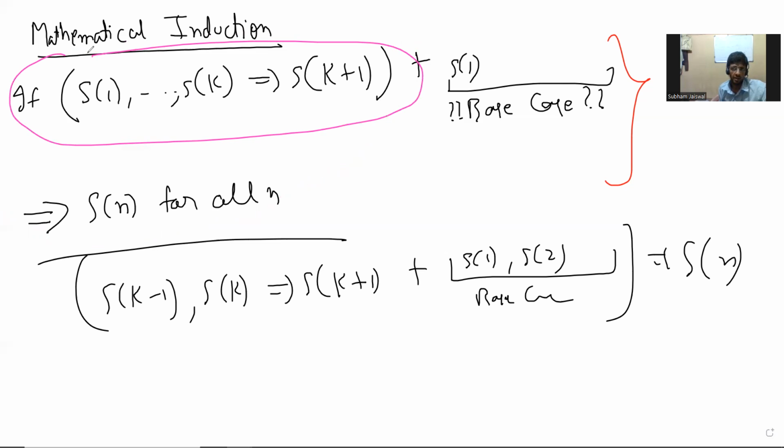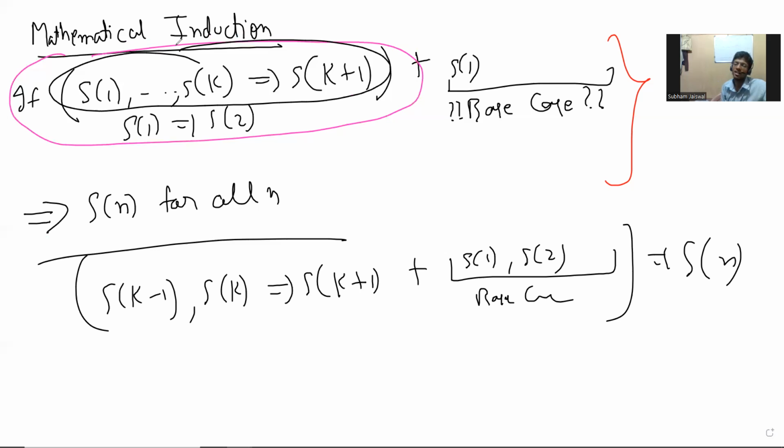Sk plus 1. So from this, can we prove S2 given S1? Yes, because we put k equal to 1. Surprisingly, we don't need to assume S1, because S1 implies S2. That is in the nature of the statement. And anything less than 2, if I know it, then I know it for 2. So the base case here is just 1.